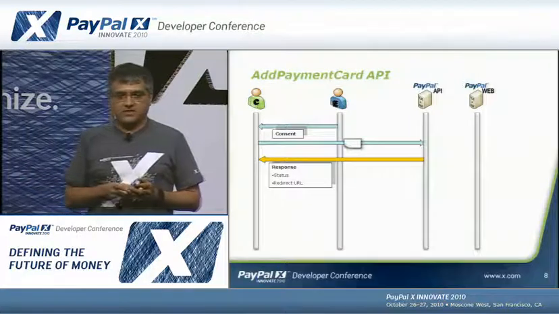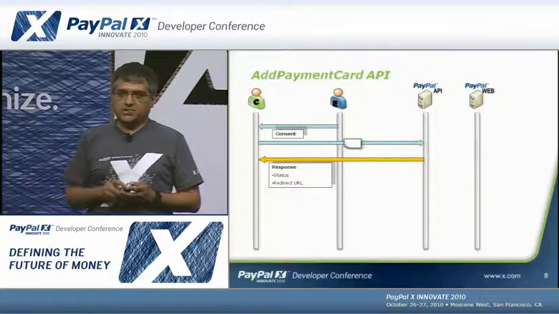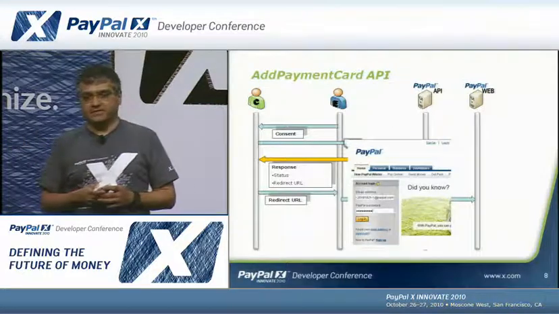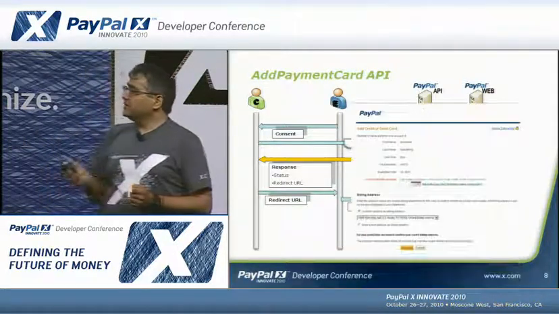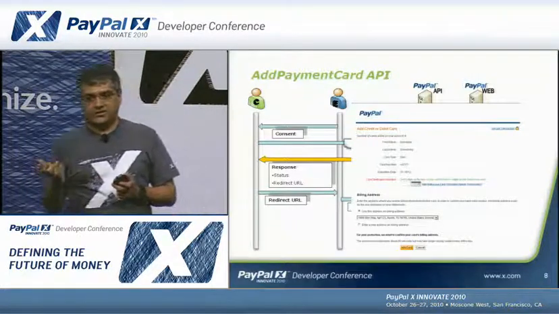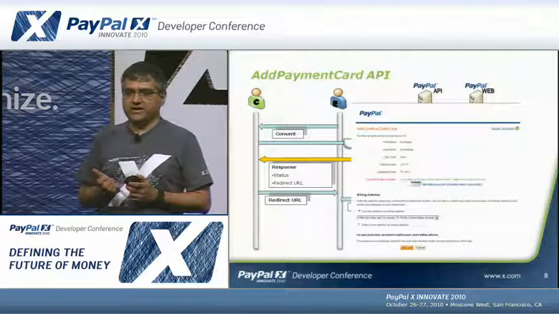The response is again the same. You get a status, and you get a redirect URL back. The end user goes to that, logs in, sees the card details. Now, the card detail confirmation process is a little different. The card is available for use right away, but we didn't need to verify physical ownership.